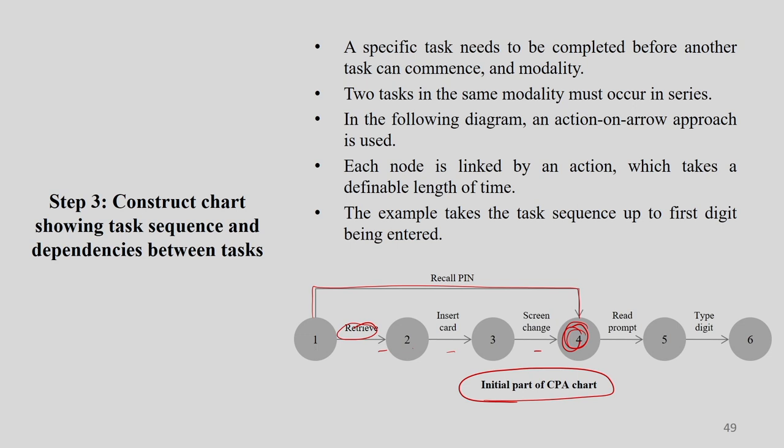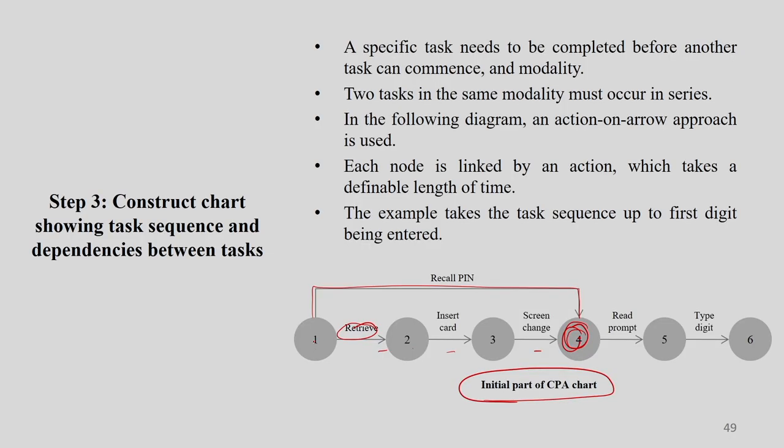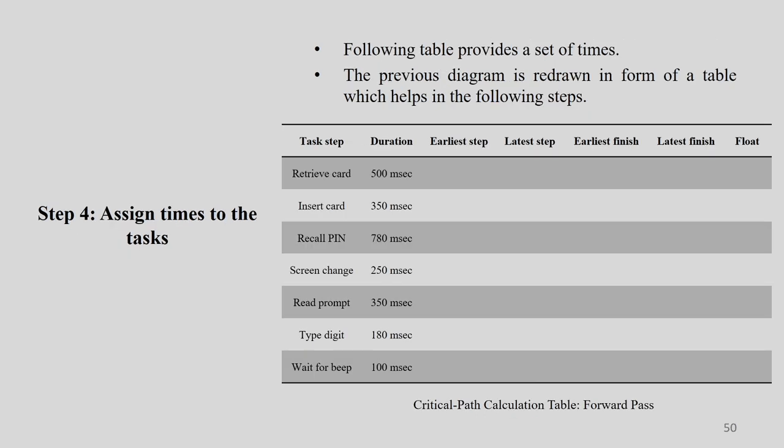So this is constructing the chart showing the task sequence and dependency between each other. Here this portion is dependent on this, so you should remember your pin, otherwise you will not be able to proceed further. Once it is there, you are assigning time to each task. For this example, we calculated in milliseconds: retrieving card, insert card, recall pin, screen change, read promptly, type the digit and wait for the beep. For all these things, we have calculated the time in milliseconds.